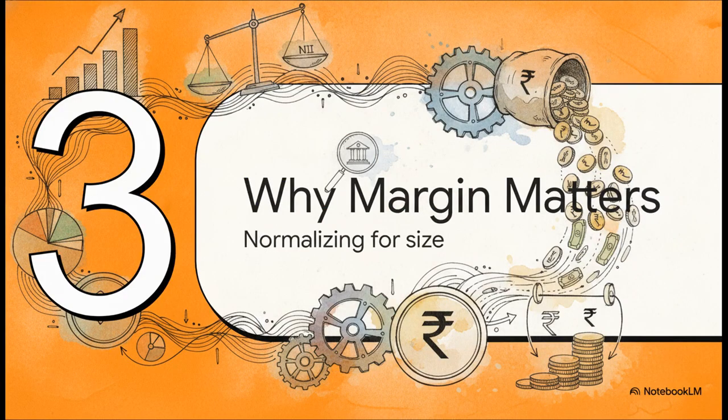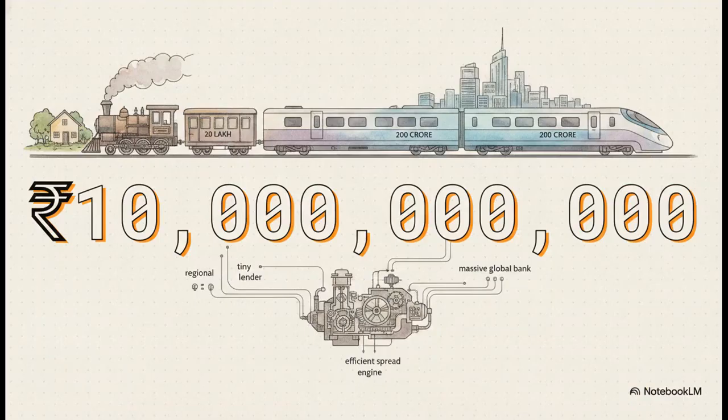Part 3, why the margin matters most, normalizing for size. Picture this. Let's say you open an earnings report and you see this massive profit number, like, say, 10 billion rupees. At first glance, a headline like that screams, record profits, right? But a professional analyst doesn't stop there. Why? Because 10 billion rupees means something entirely different for a massive, sprawling global bank than it does for a tiny local regional lender. The raw numbers alone just don't tell you how efficient the engine actually is.